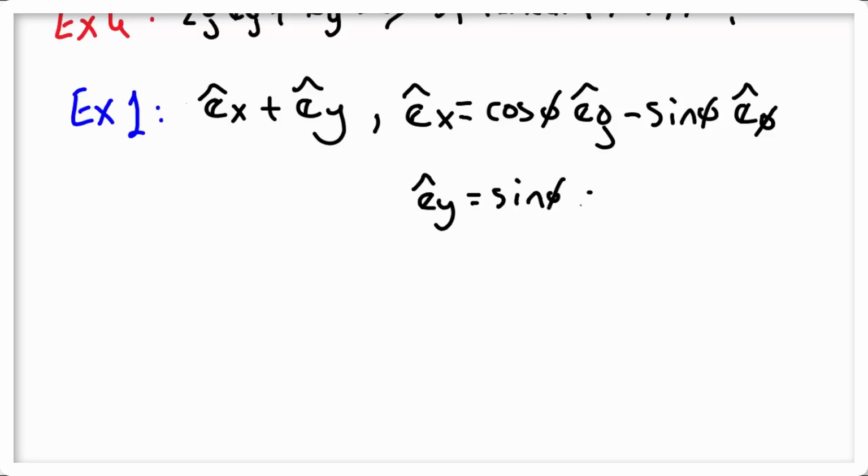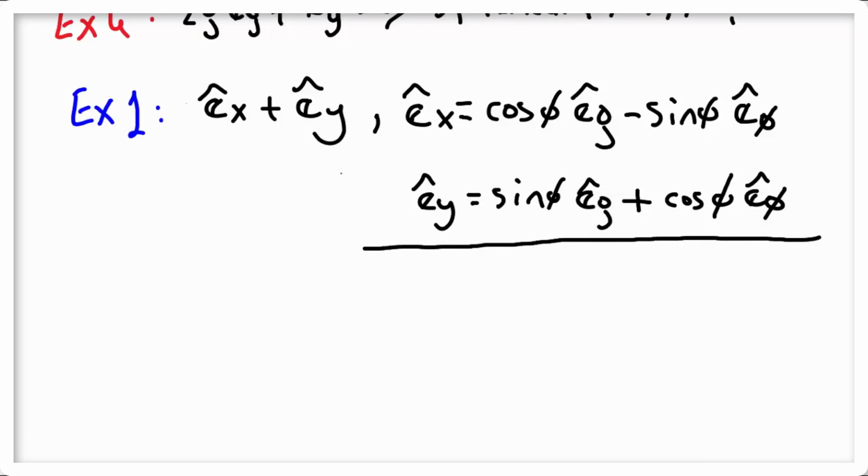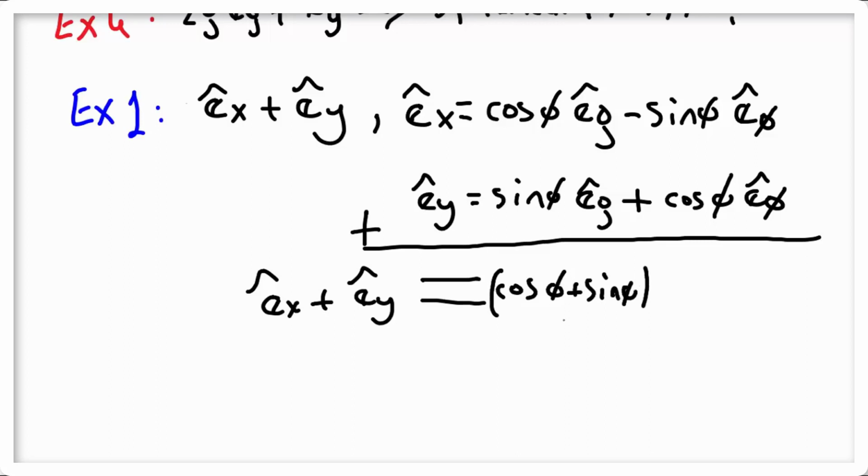Let's write again. The sine is with rho, the cosine with phi. So from here I write that y equals sin phi e_rho plus cosine phi e_phi. I am looking for the sum of these two. The left side, e_x plus e_y, is equal to this side: cosine phi plus sin phi in brackets e_rho, plus, let's write the rest at the bottom, cosine phi minus sin phi e_phi.